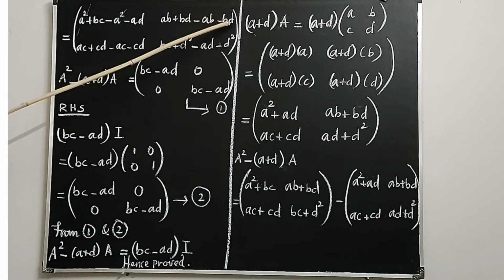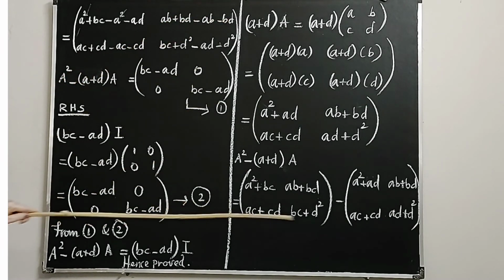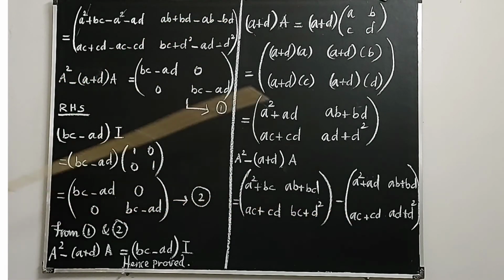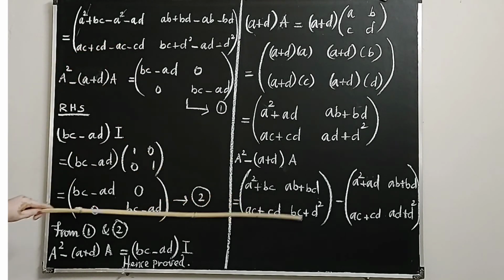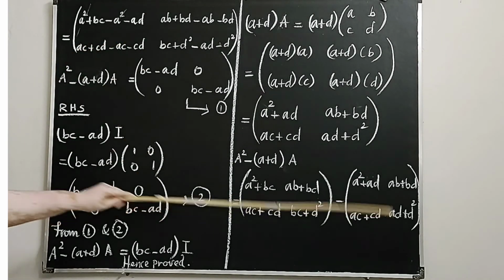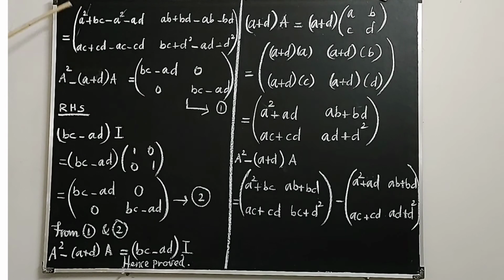They should be changed in their sign. And AC plus CD minus AC minus CD. BC plus D square minus AD minus D square. When we simplify them, here A square minus A square will be cancelled, then BC minus AD. Here all these terms will be cancelled, 0. Here also AC minus AC, CD minus CD will be cancelled. Here D square minus D square will be cancelled, BC minus AD.